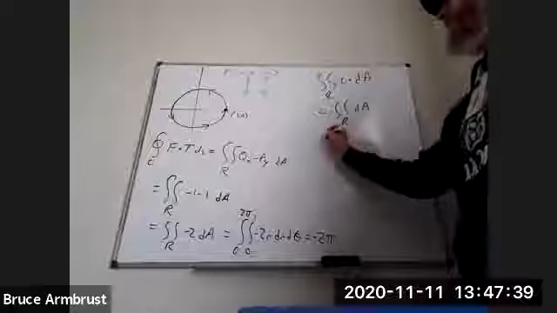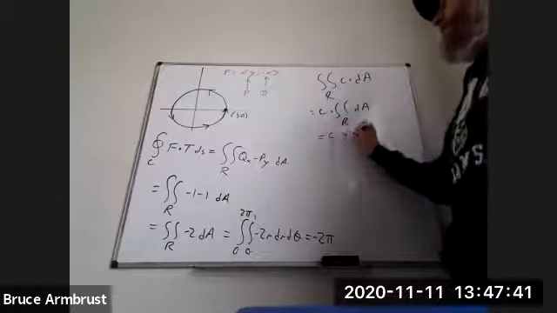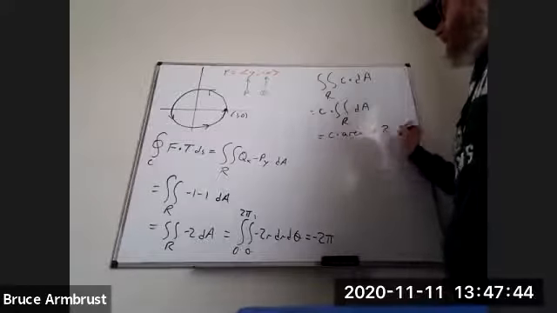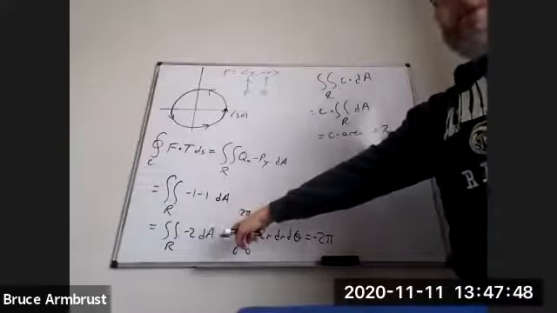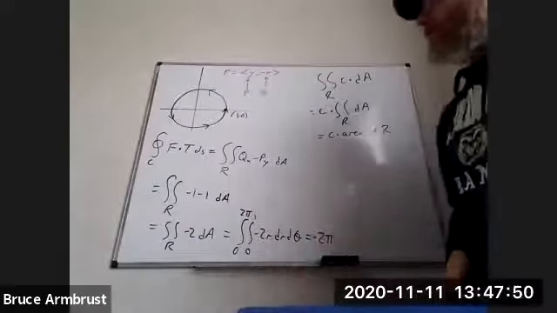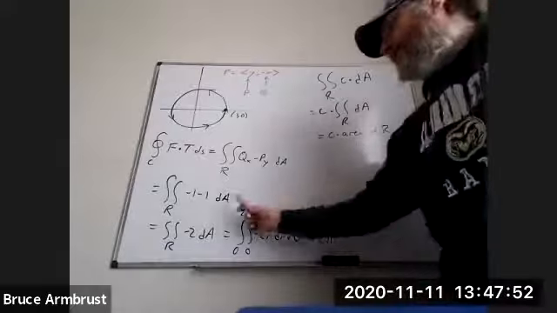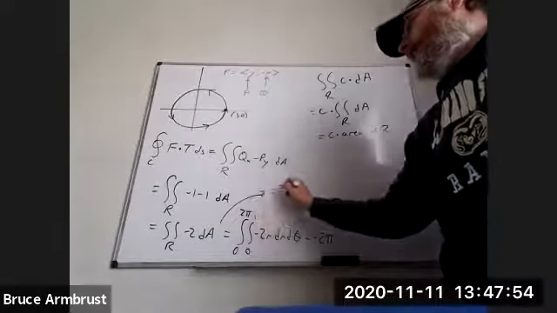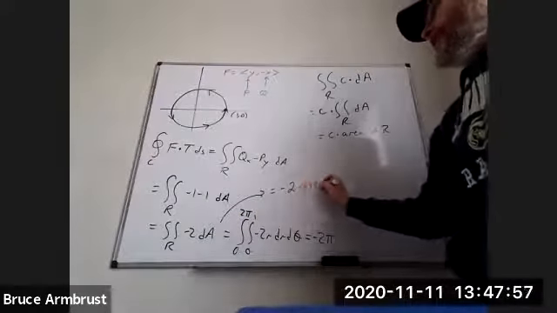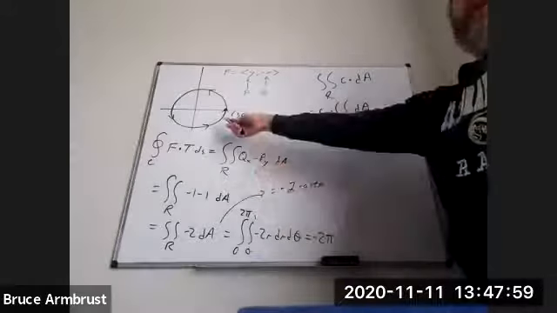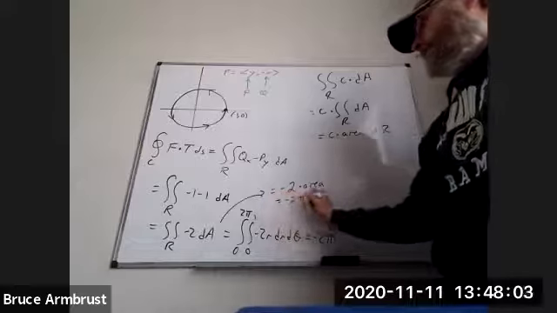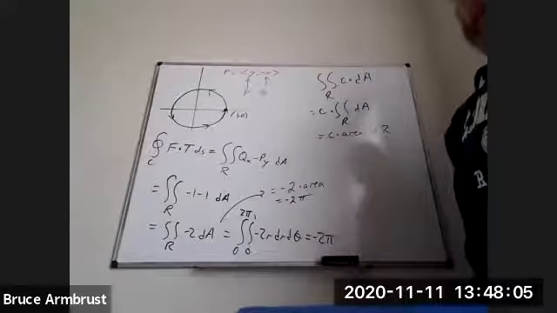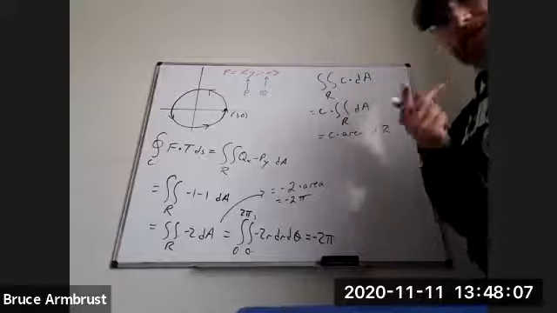Area. Yeah, it's the area. So this is going to be C times the area of R. Check this one out. We had -2 dA, so this just equals -2 times the area. Well, this is a circle of radius 1, so it's -2 pi.